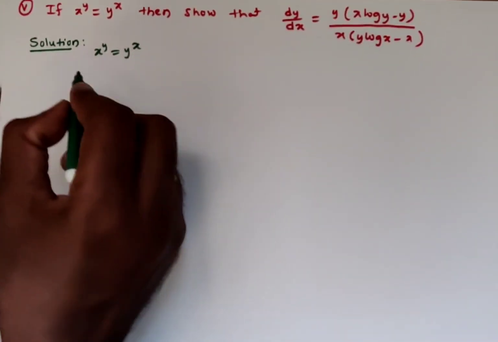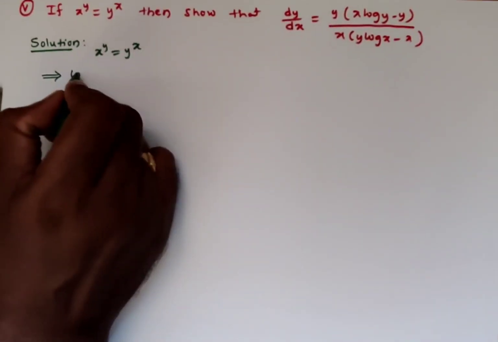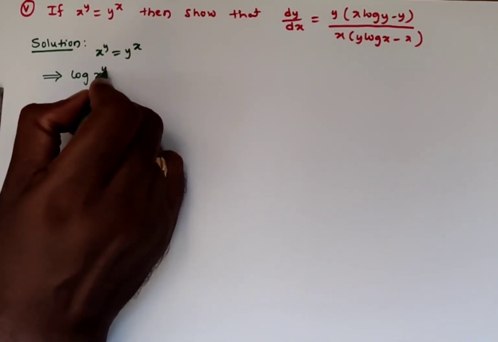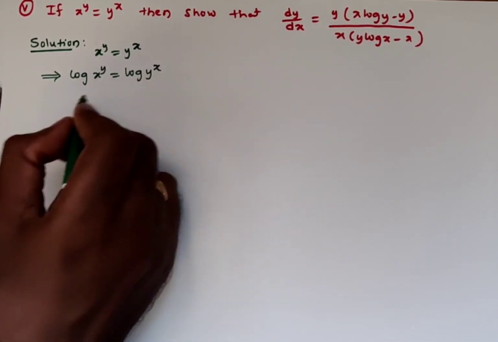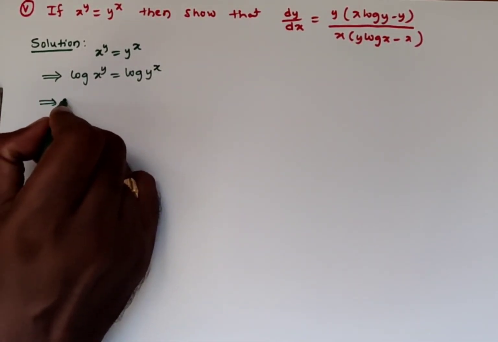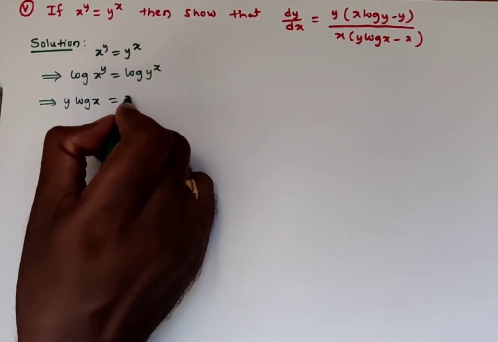So apply the logarithm on both sides. It is the logarithm of x to the power of y, which equals the logarithm of y to the power of x. So by the power rule in logarithms, here it is y into log x, and this is x into log y.